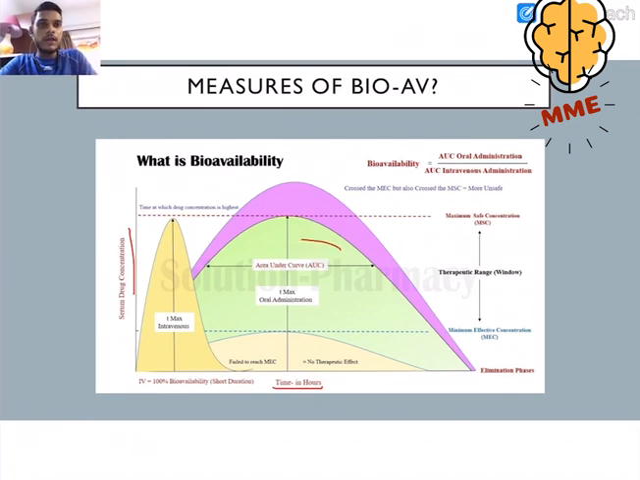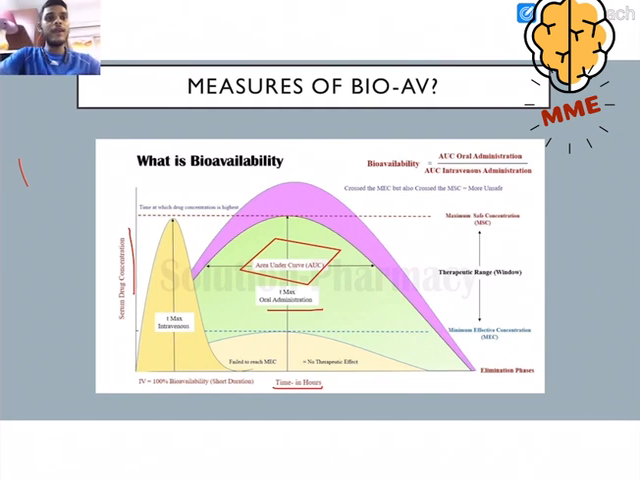First of all, very importantly, we can see the area under the curve, right? This is the area under the curve of the drug. Okay. Now, this is T max. Now, what exactly is T max? So, first of all, the first parameter or the first measure of bioavailability is area under the curve. Number one. Okay. Now, number two, what we have is T max.